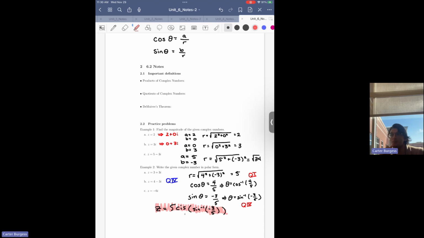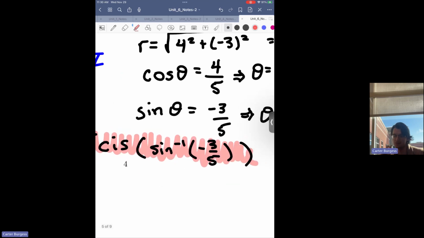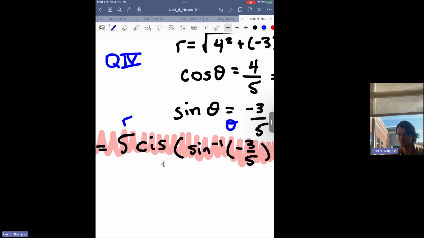Yeah, Dylan. Sine inverse of -3/5, right? Where this is just our r, and this is our theta.